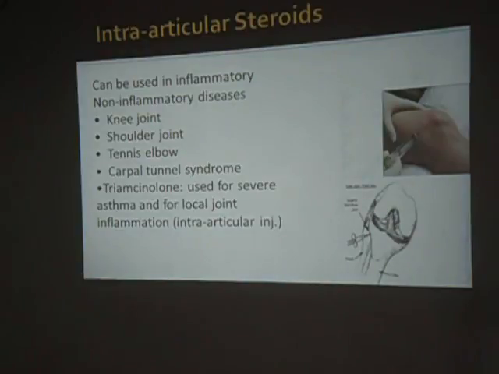osteoarthritis is a inflammatory condition or non-inflammatory condition? Yes? Itis is there, no? Osteoarthritis. Itis is there, means?